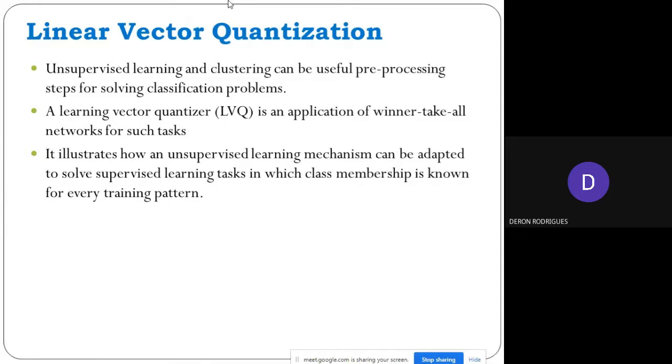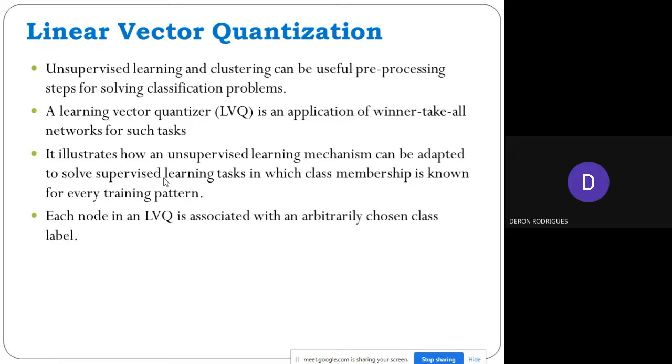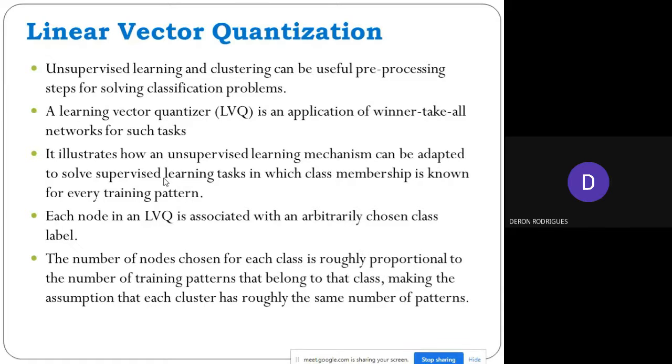But now, in this case, we also know the class membership of the pattern. So it is supervised learning. Whenever you present the data, you will know which class it belongs to. Each node in an LVQ is associated with an arbitrarily chosen class label. In the output layer, if there are three classes, then there will be three nodes.